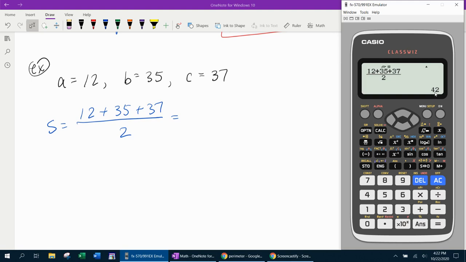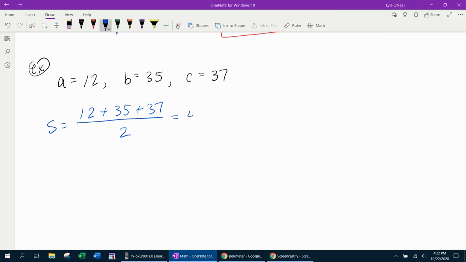And sometimes it comes out an integer like this, 42, and sometimes it comes out a decimal like 42.5. So whatever it gives you, you don't want to round that. You want to take exactly what it says. Lucky for us, this time it's an integer. And then that is my value for S that I can then plug into the area formula.